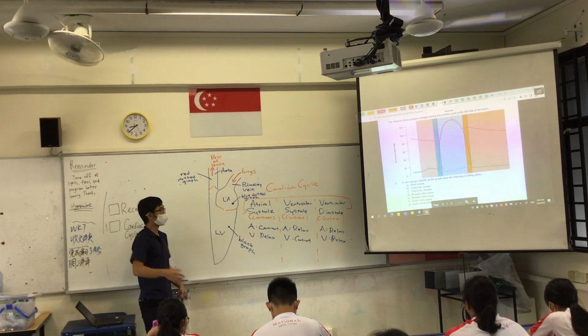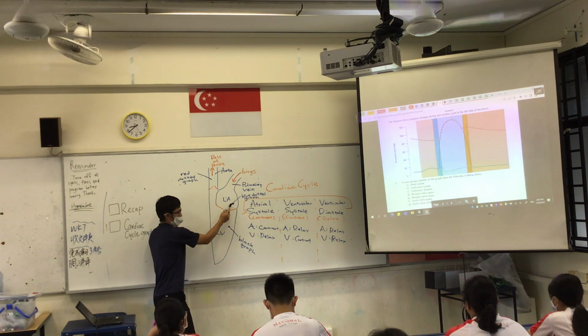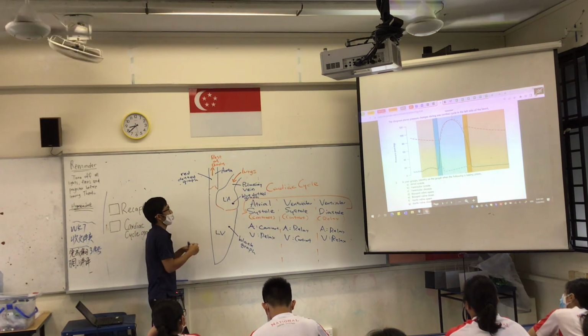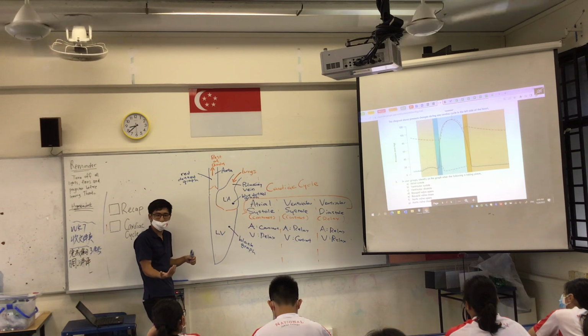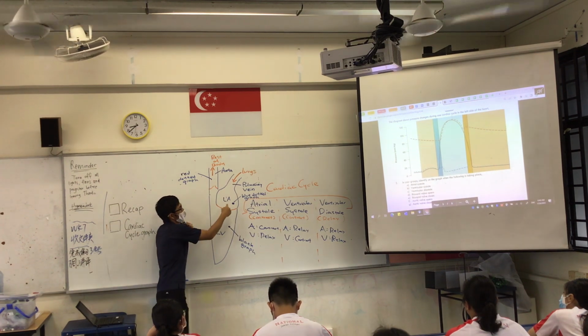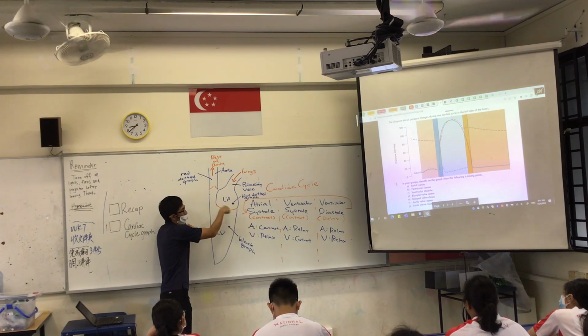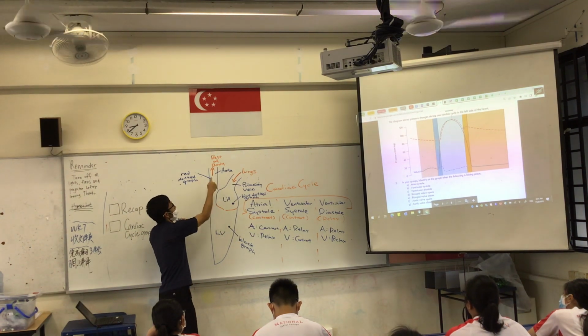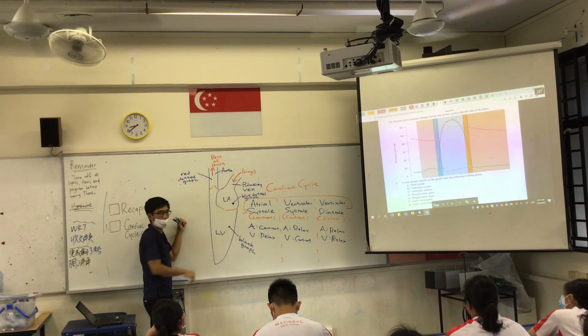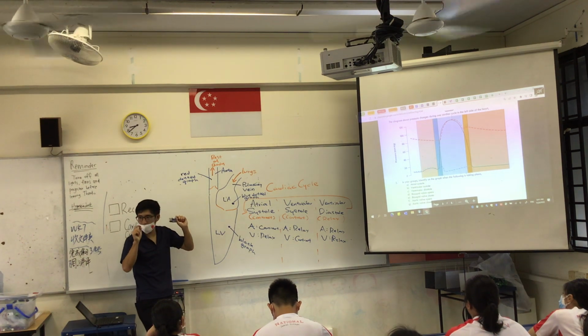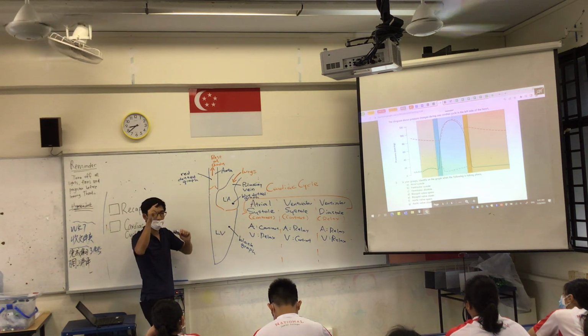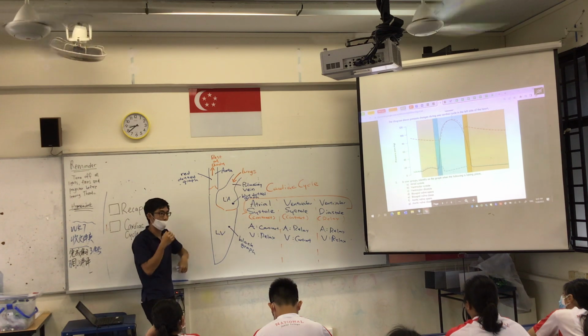Do you notice that every point that we're measuring the pressure from is actually separated by a valve? Look, the left atrium and the left ventricle are separated by a valve. The left ventricle and the aorta are separated by a valve. We're purposely measuring the pressures in these three regions because they are separated by the valves.